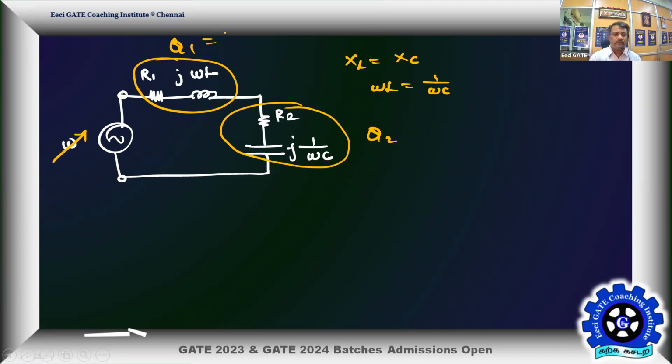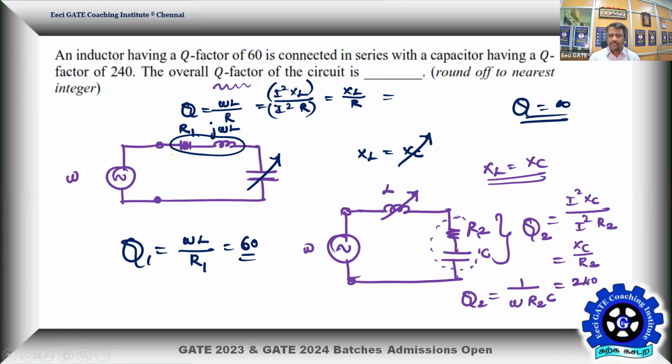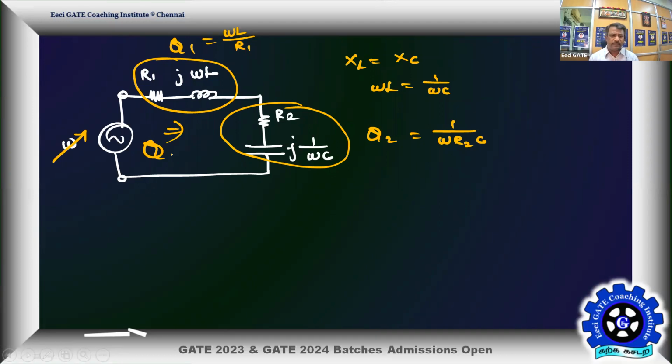Okay, Q1 is equal to omega L by R1. And Q2 already determined, that is 1 by omega into R2 into C. So the question is, what is the overall Q of the given circuit? Q1 is given as 60, Q2 is given as 240. Yes, we'll play with them. So let us make Q a function of Q1 and Q2.